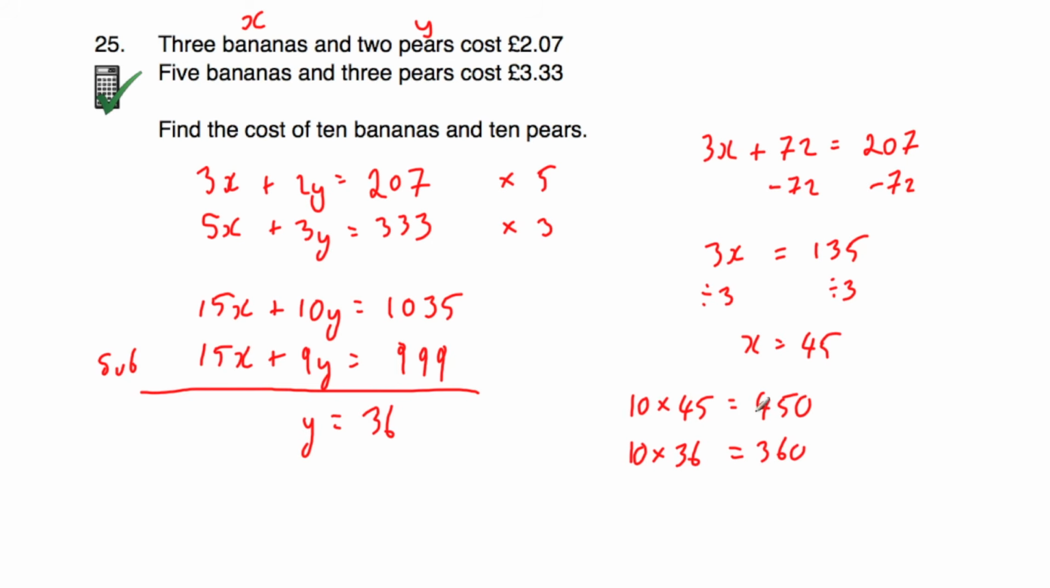So we've now got the cost of the bananas and the cost of the pears. So let's add them together to find the grand total. Well, 450 plus 360 is equal to 810. So that's £8.10. So the cost of 10 bananas and 10 pears is £8.10.